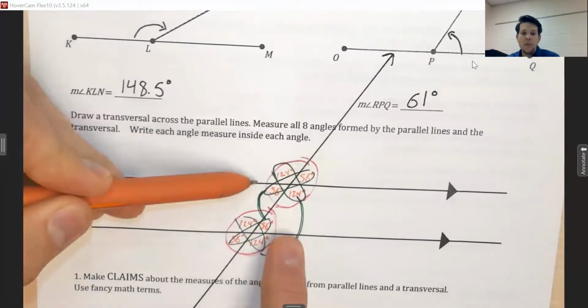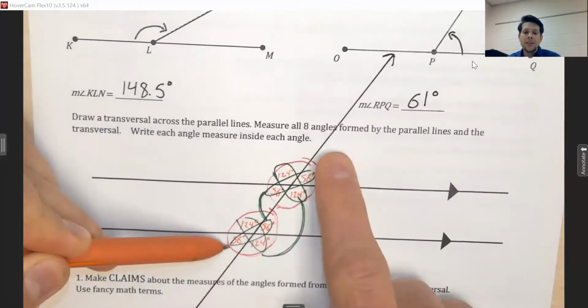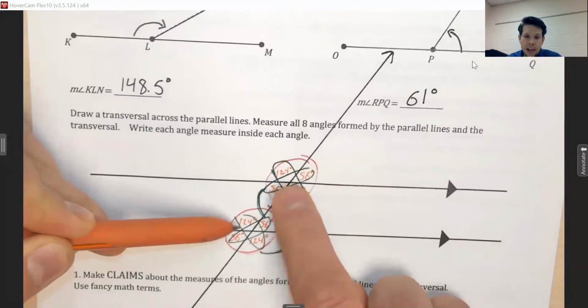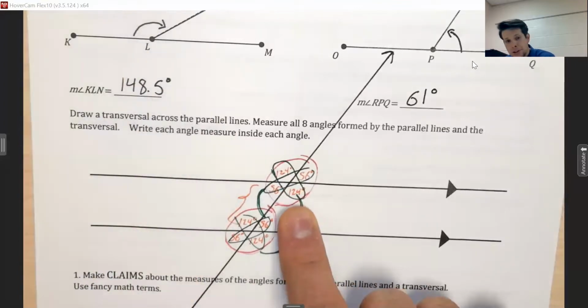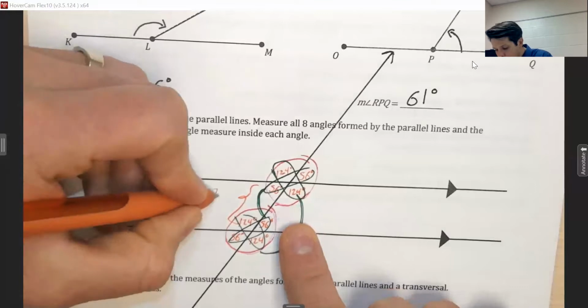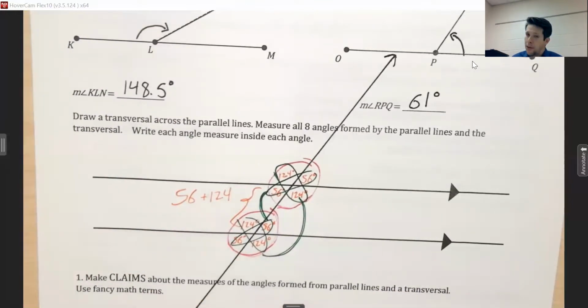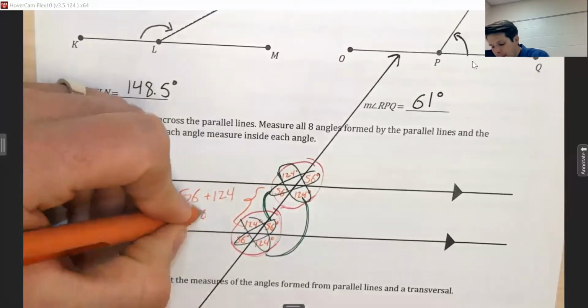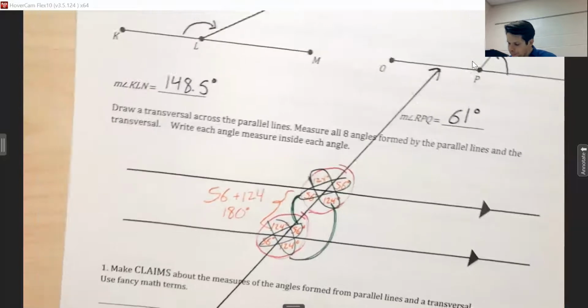And there are going to be alternate interior angles that match. And there are alternate exterior angles that match. And there are even consecutive interior angles. And these consecutive interior angles, they don't match. They are going to be 56 and they are going to be 124. But the interesting thing about them is that when you add them together, even though they don't match, they add up to a very happy number for us, 180 degrees.